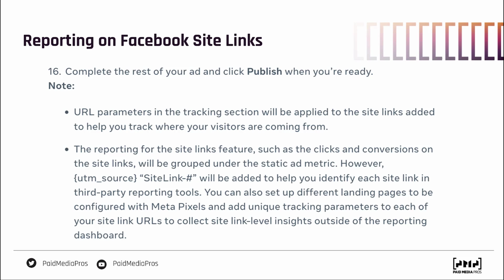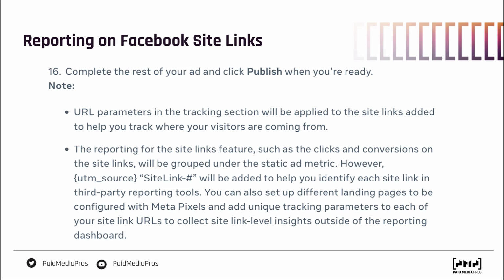I did want to talk about how site links are reported on Facebook. There's a couple things that I want to talk about here. First is that all URL parameters in the tracking section of your ad will also be applied to your site links. So you don't need to attach any UTM parameters to the end of those site link URLs. It's going to populate all of the information that you already had in that tracking section. But then the actual reporting on the clicks and conversions for those site links are just going to be grouped under the regular ad metric.